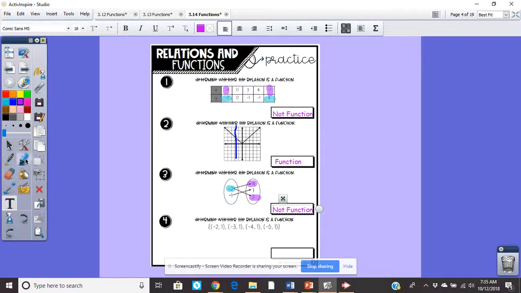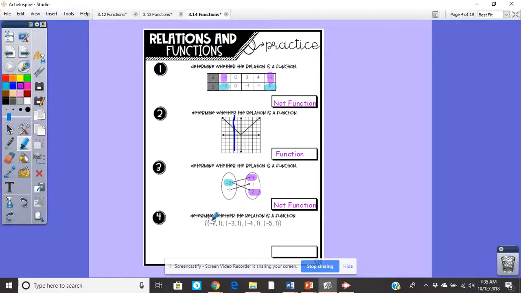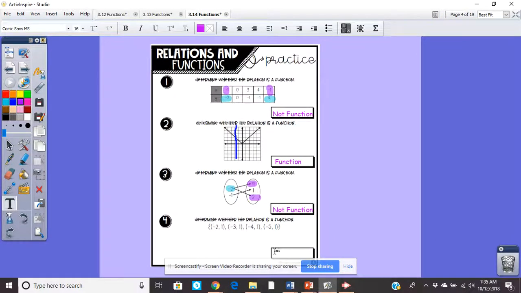And then finally, we've got a list of ordered pairs. So we want to check our x's again. So -2, -3, -4, -5. So they're all different. So that's what we need. So this one is a function.